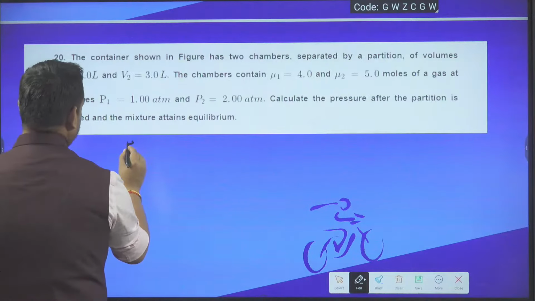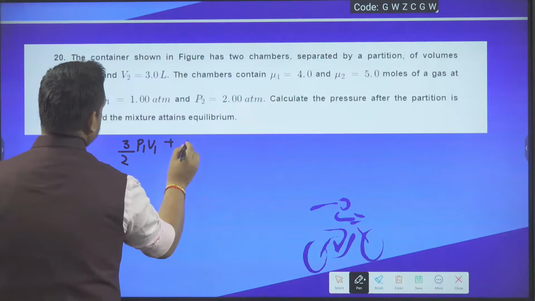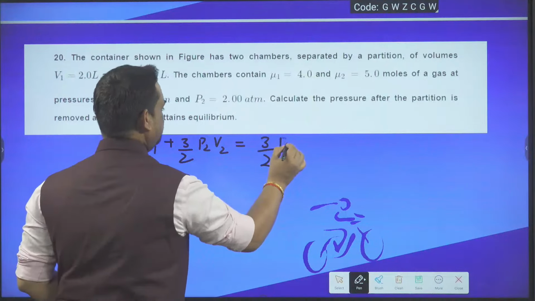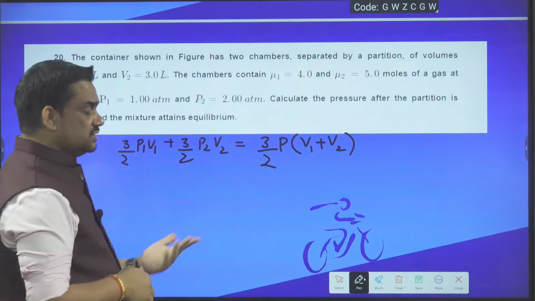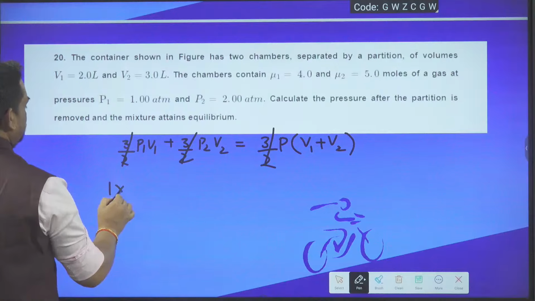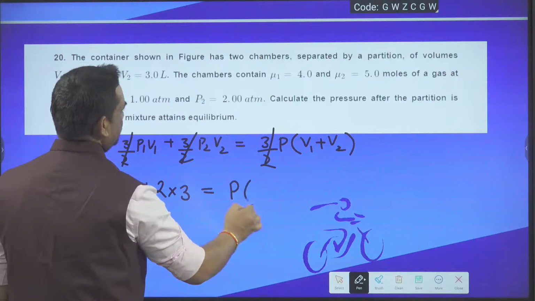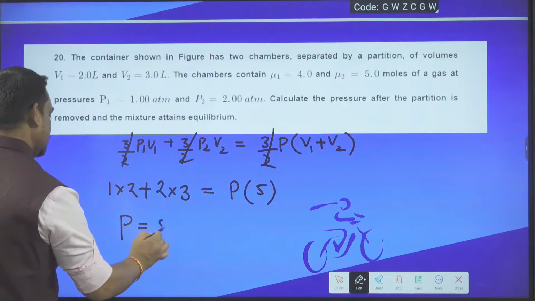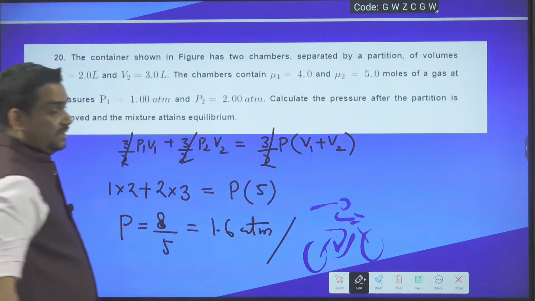So if it is an ideal gas, then we can say f by 2. For the ideal gas, we can say 3 by 2 P1 V1 plus 3 by 2 P2 V2 will be equal to 3 by 2 P, and here V1 plus V2, because we have joined them. So energy will remain the same. So 3 by 2 we can cancel. Then P1 V1: P1 is 1 into 2, plus P2 is 2 into 3, equal to P times V1 plus V2, which is 5. This is 2 plus 6, which is 8. So it becomes 8 by 5, which is 1.6 atm.